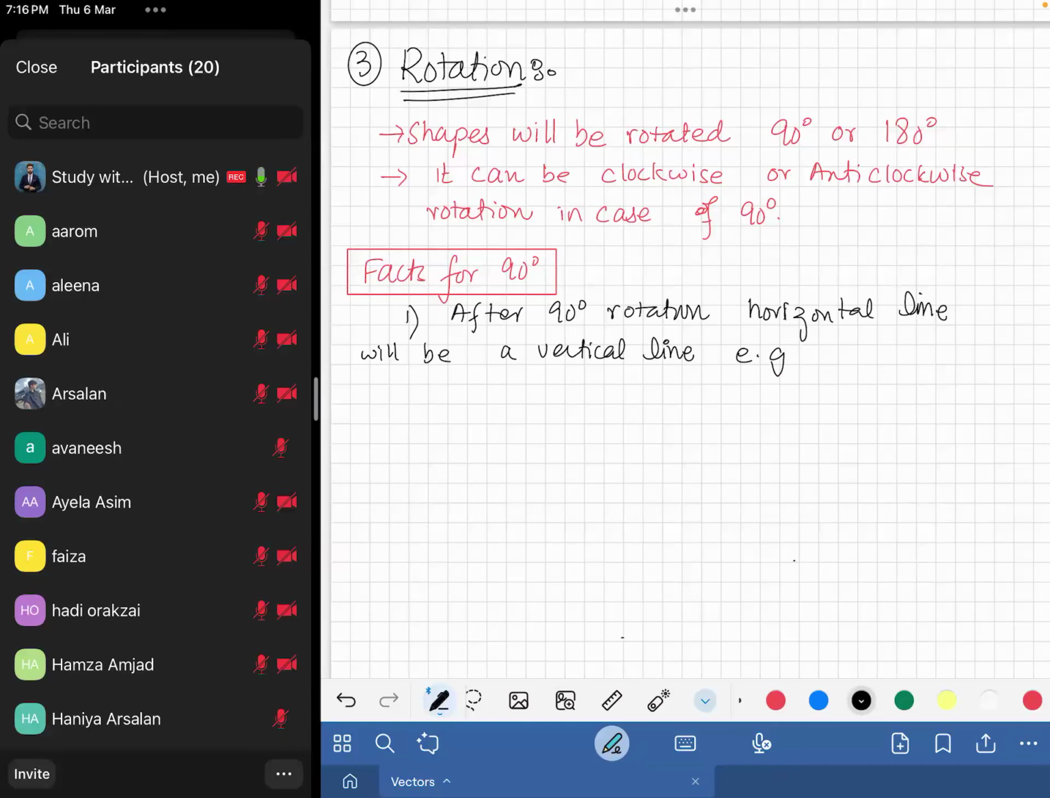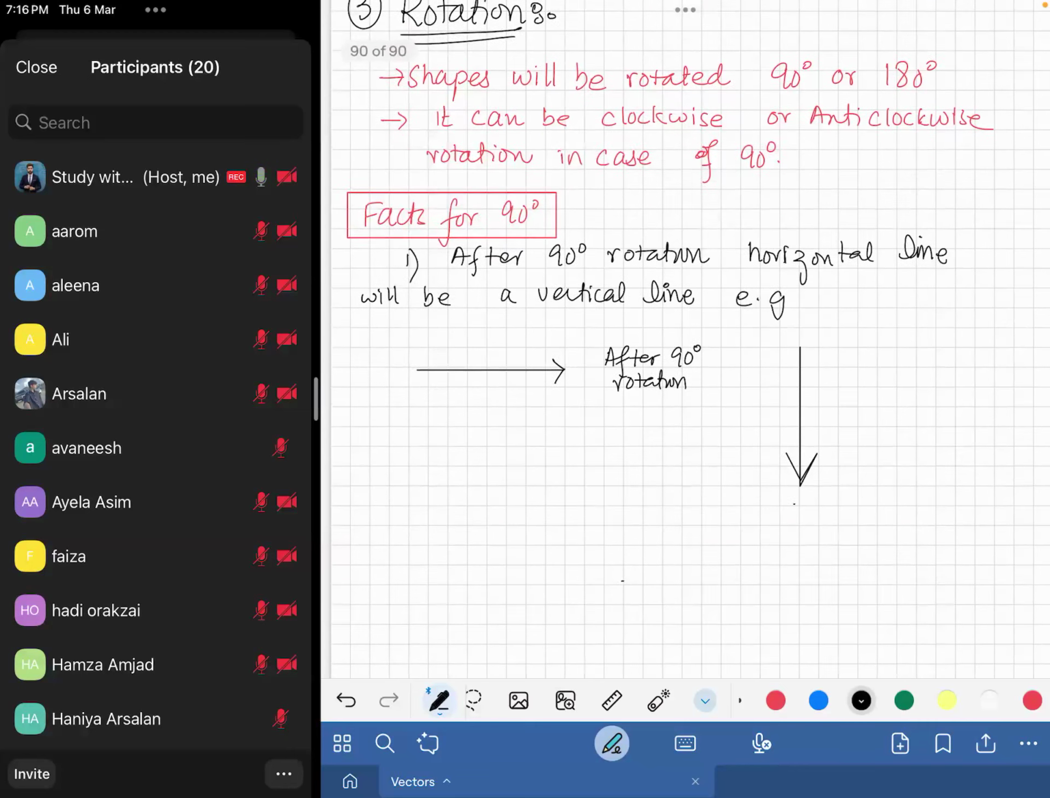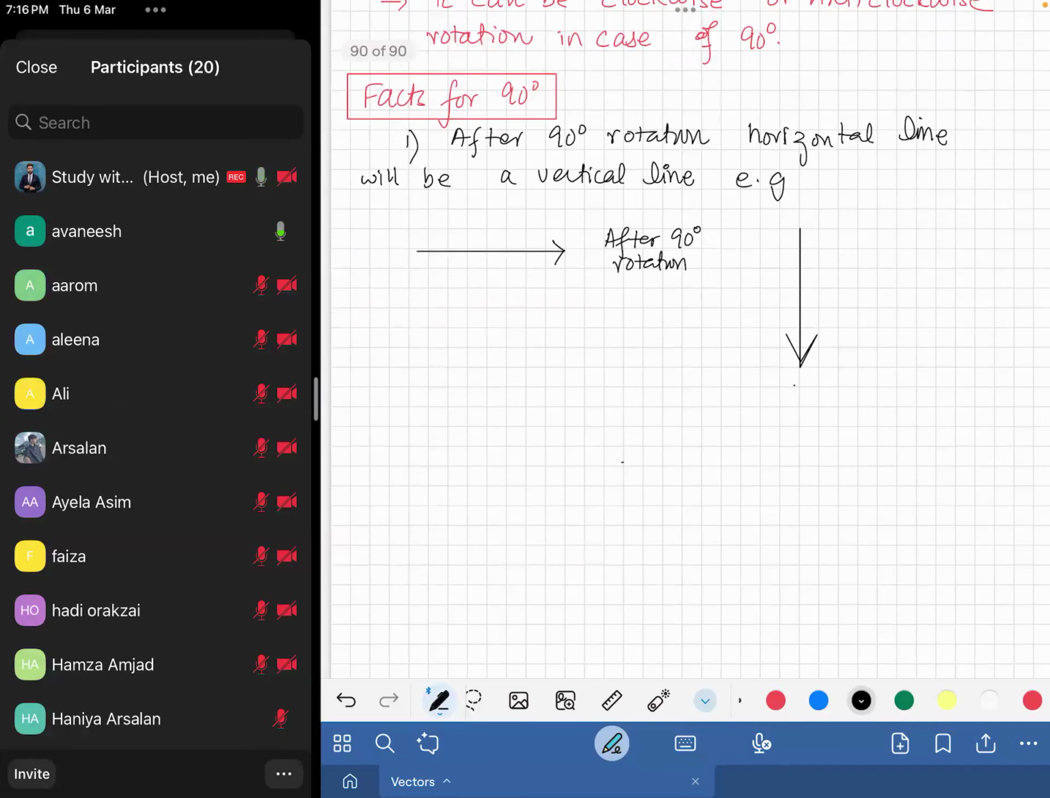For example, this is a horizontal line in front of you. After 90 degrees rotation, this horizontal line will become a vertical line. Do you agree with me or not? Yes or no? Yes, sir.